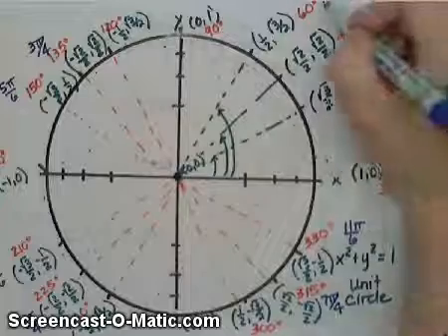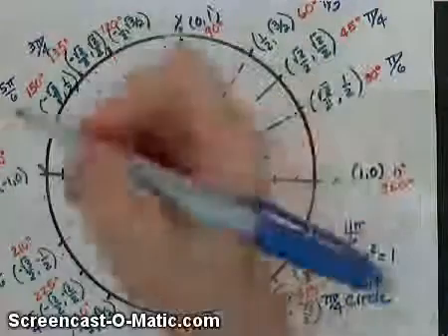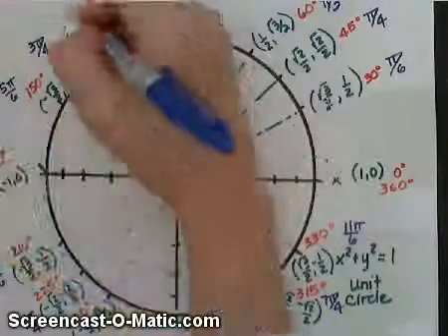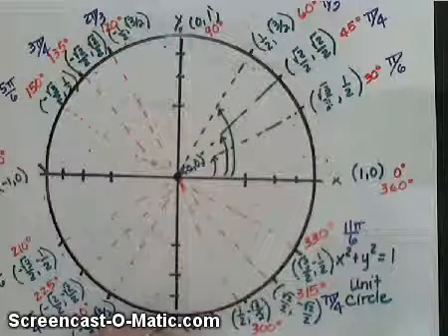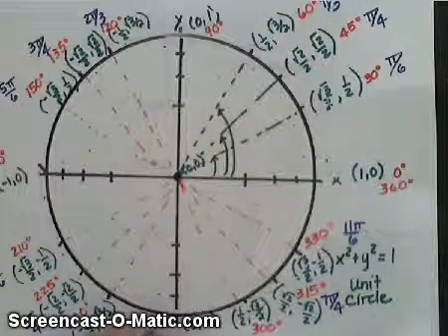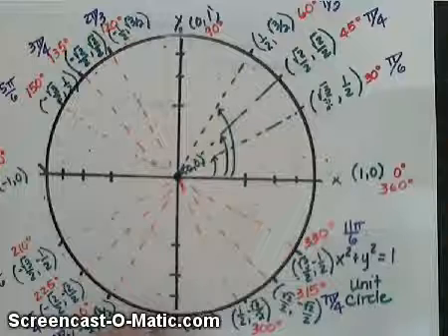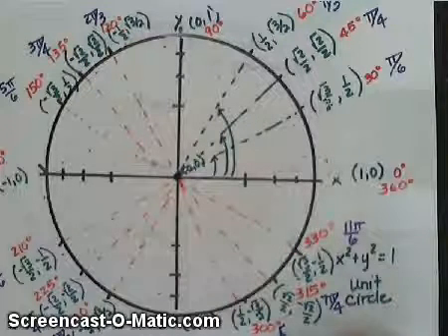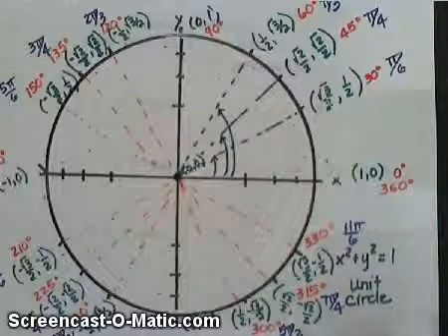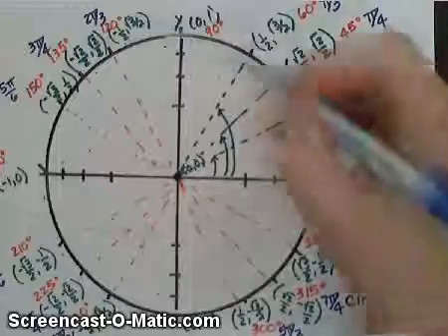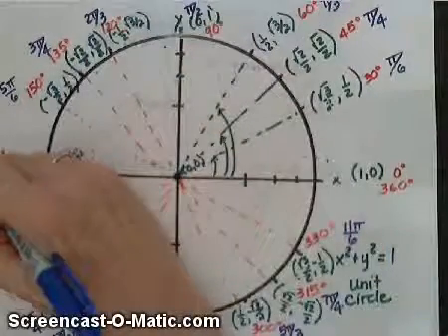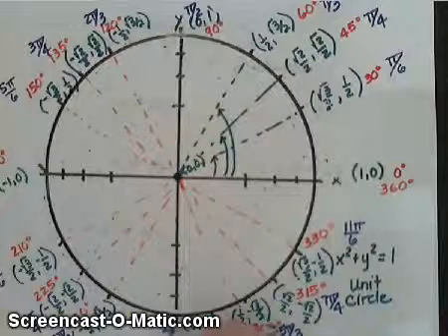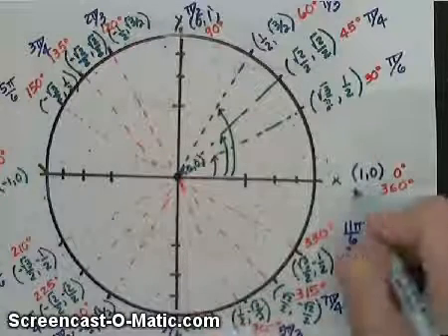And finally the 60s. This is pi over 3. This is 2 pi over 3. This is 4 pi over 3. And this is 5 pi over 3. And of course you know your quadrantals. This is 0. This is pi over 2. This is pi. This is 3 pi over 2. And this is 2 pi or 0.